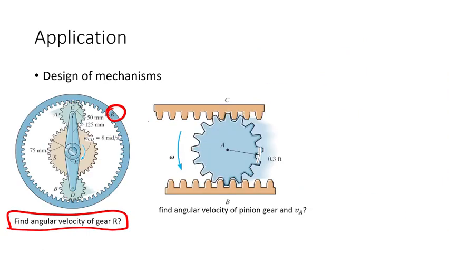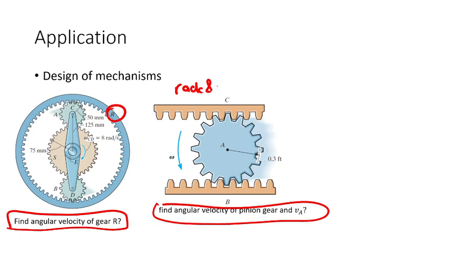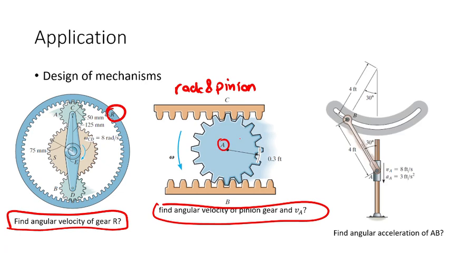Or we may have another gear set that asks about the pinion gear. So this will be the Rack-and-Pinion. What is the angular velocity of the pinion gear, and then what's the speed of the point A? Or it may have a slot, something like this one, and then the question may be what is the angular acceleration of the AB link.